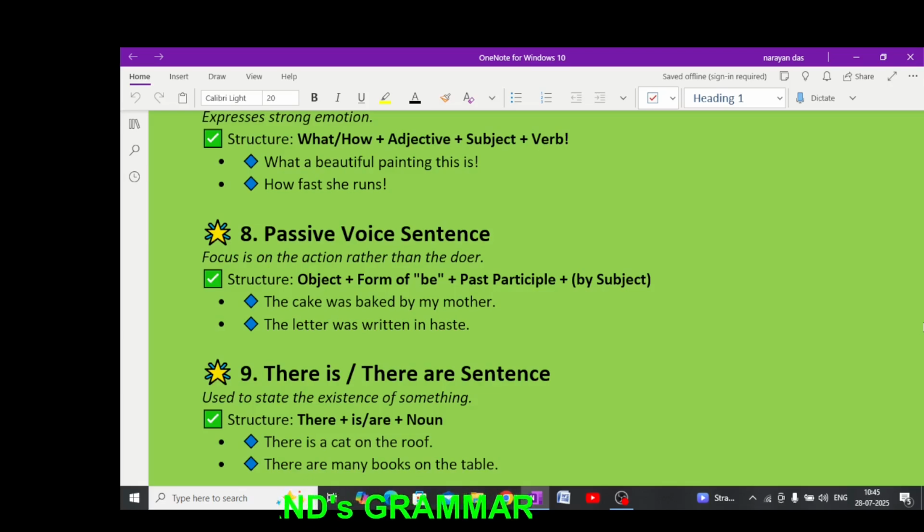Structure: object, form of be verb or to be verb: is, am, are, was, were, be, been, then past participle of the main verb, and then by plus the subject. Examples are: the cake was baked by my mother. Was is the to be verb, baked is the main verb.